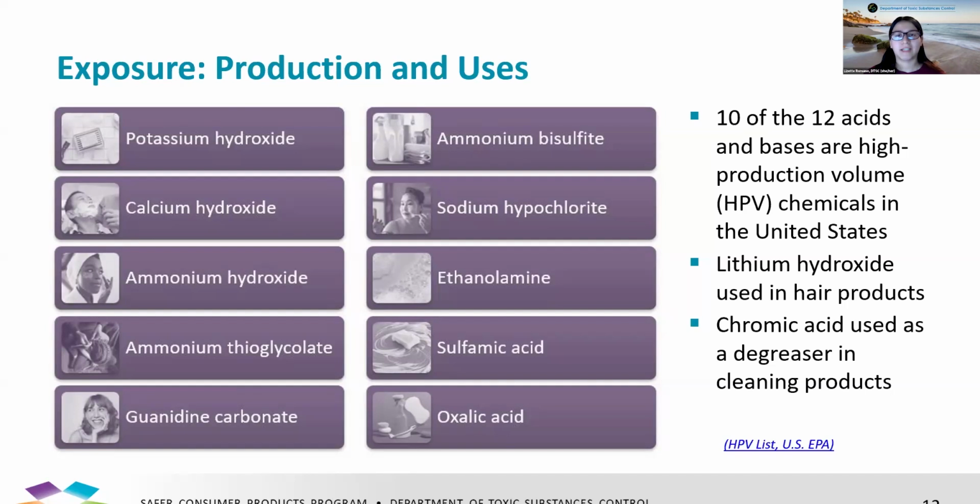The high production volume of some acids and bases and reported presence in products of even more are both indicators of potential exposure. Some of the products that these high production volume chemicals are found in, shown on the images in the slide, include hair dyes, skin creams, soaps, shaving creams, cleaning products, and more. For lithium hydroxide and chromic acid, which are not high production volume chemicals, we see their use in hair and cleaning products as well. Since many of these chemicals are found in the same product types or in widely used product categories, this leads to the potential for cumulative exposures.